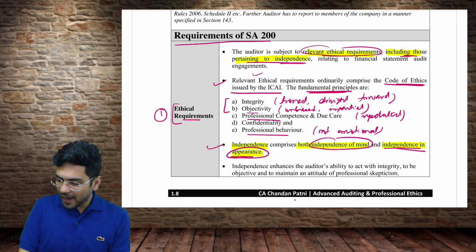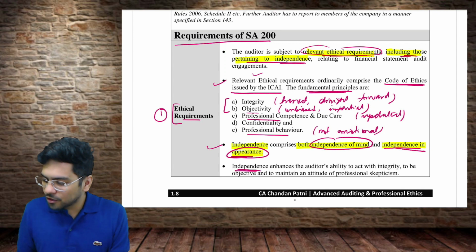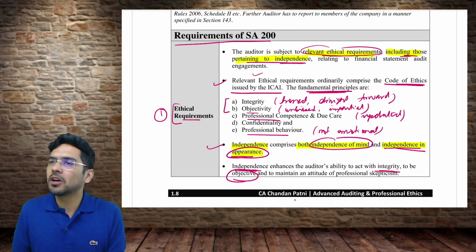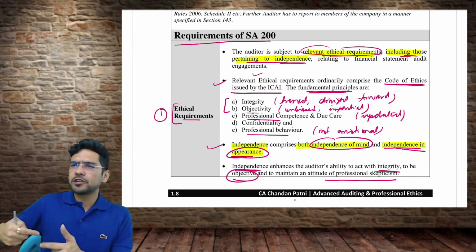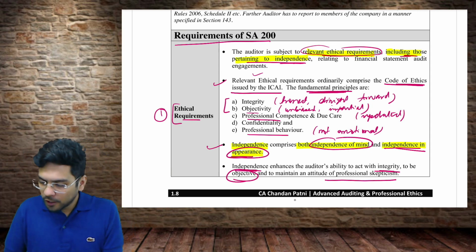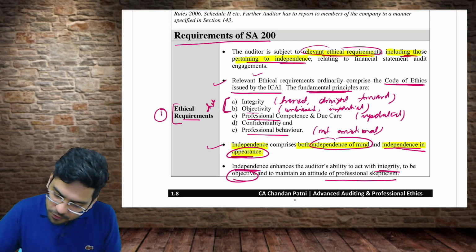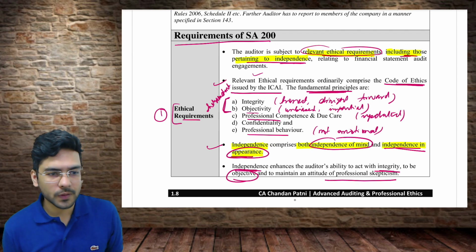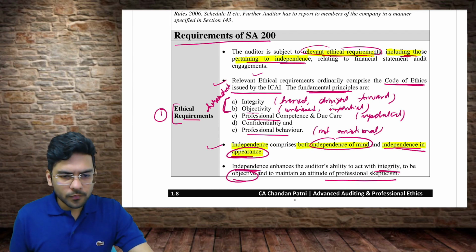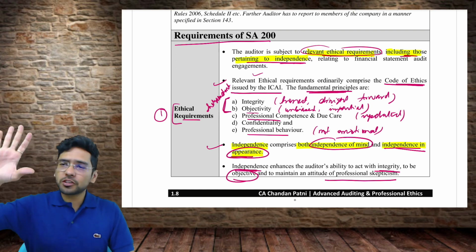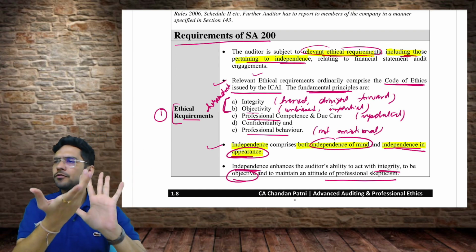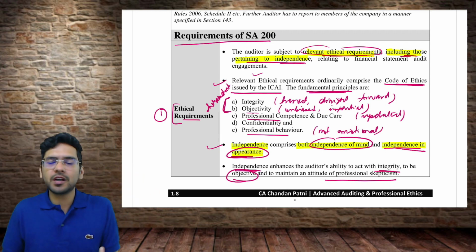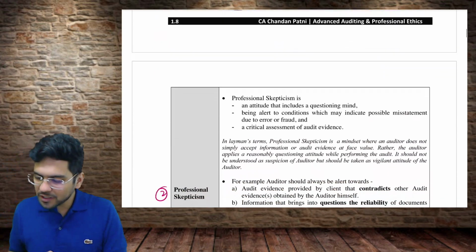Are you all clear with this? And I told you already, this independence will be possible when you maintain integrity, when you work with objectivity, and when you maintain the attitude of professional skepticism, which is our requirement number 2. So these 2 points are a must for you to be independent. Done. So the first requirement is over. In the first requirement, what all things do you have to remember? Just the 5 principles: integrity, objectivity, professional competence and due care, confidentiality and professional behavior. Done. What is the second requirement?